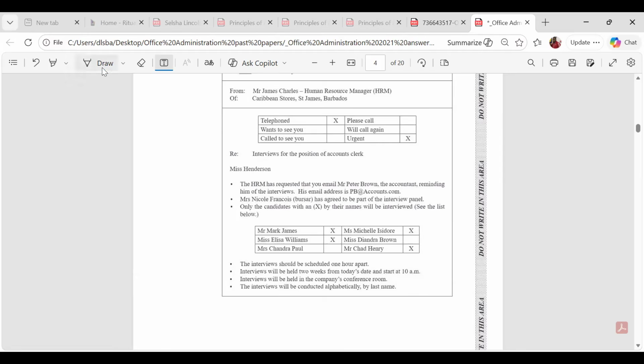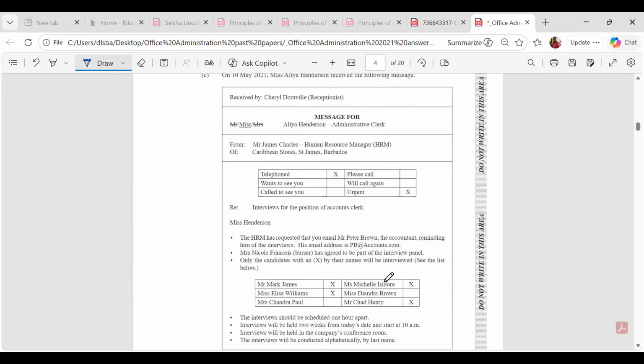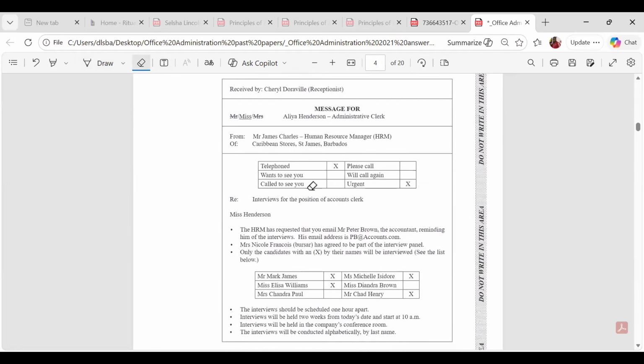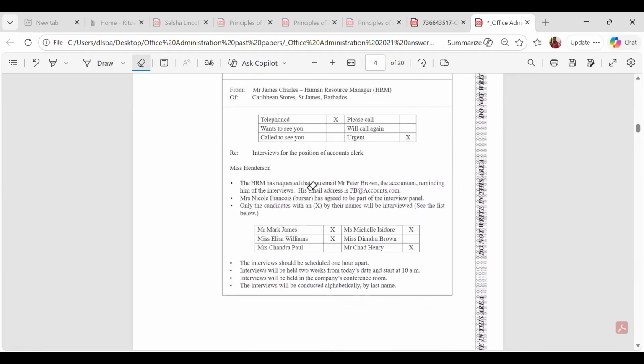Then it says the interviews should be scheduled 1 hour apart. They'll be held 2 weeks from today's date. Today is the 10th of May, according to them, so that'll be the 24th. It'll be held in the company's conference room, and the interviews will be held in alphabetical order, last name first.